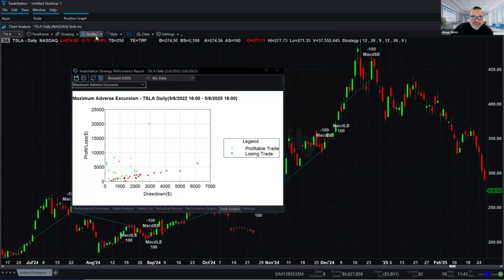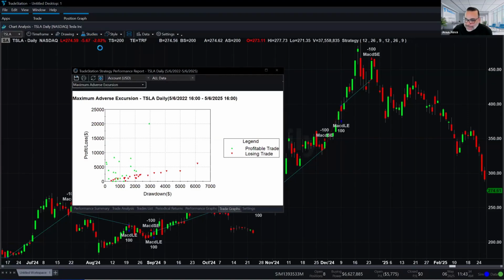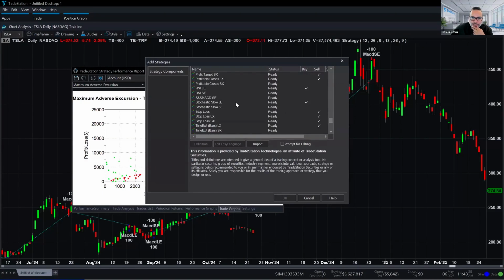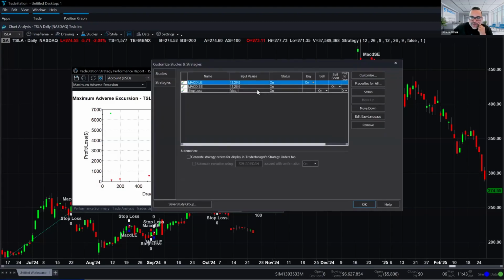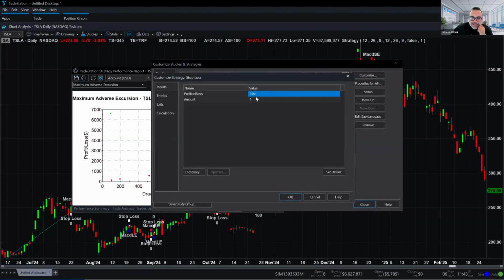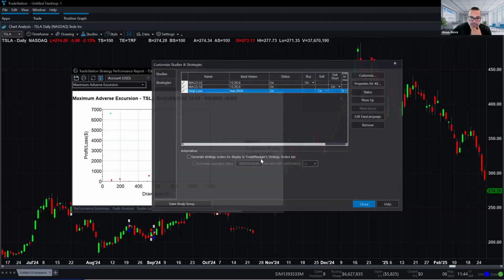Let me go ahead and do a strategy here with a quick stop. I'm going to go ahead and add a strategy. I'm going to do a regular stop loss. And the stop loss that I'm going to, let me modify that stop. I think it just went right on. I'm going to say based on the position. So I'm going to change this to true. And the amount is going to be 3,000. Let's see. Let me click OK and close.